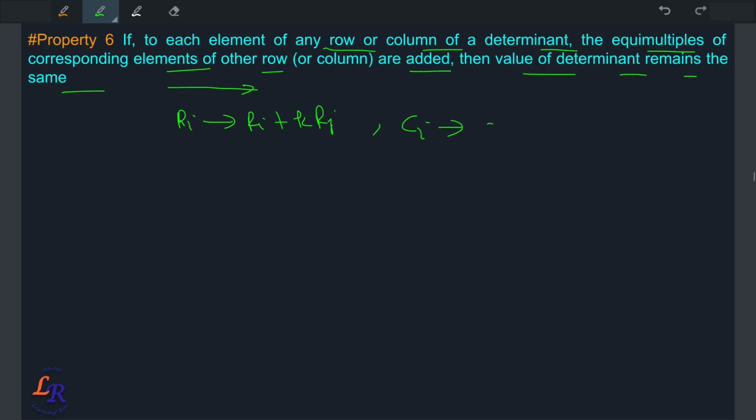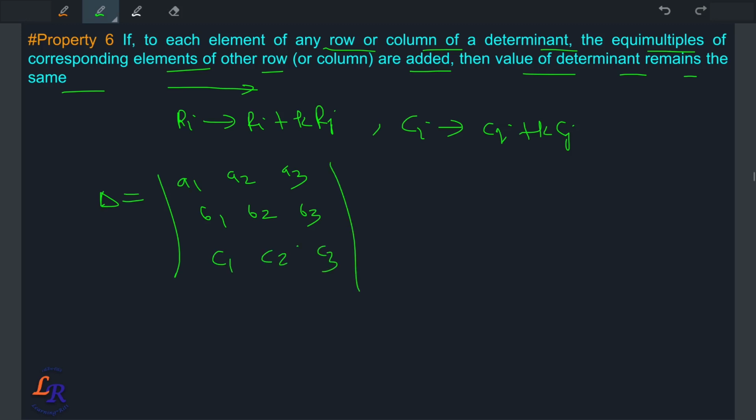Ri transferred to Ri plus k Rj in the case of matrices. So here we are going to utilize that kind of operation in the case of determinants. Let's say the determinant is a1, a2, a3, b1, b2, b3, c1, c2, c3, right?